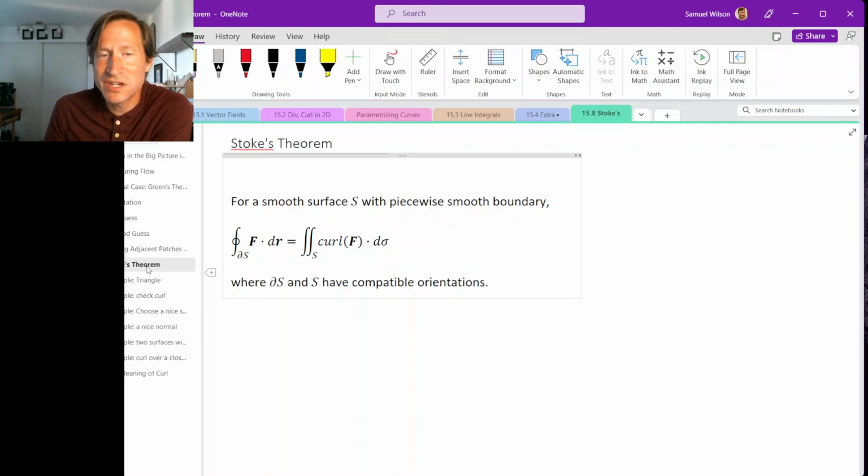All right, so we figured out Stokes' theorem: the integral around the boundary of a surface of a vector field is equal to the integral over the surface itself of the curl of that vector field, where we have compatible orientations. So let's do an example of how we can use Stokes' theorem to make our lives a little easier, or at least to give ourselves options.